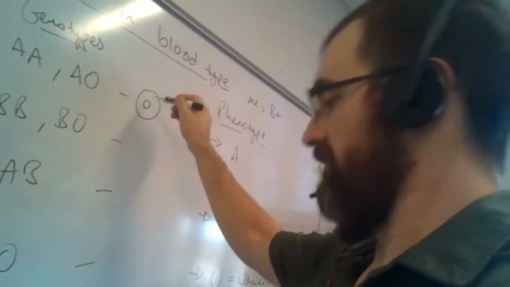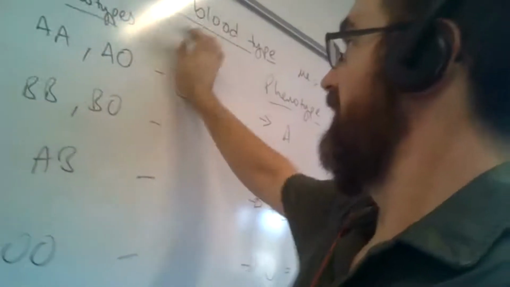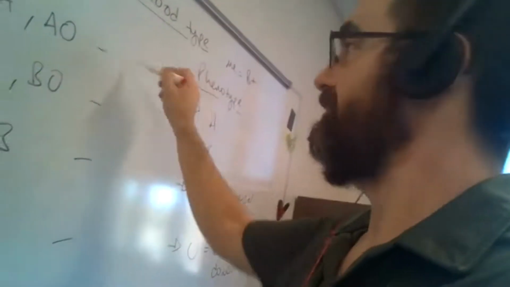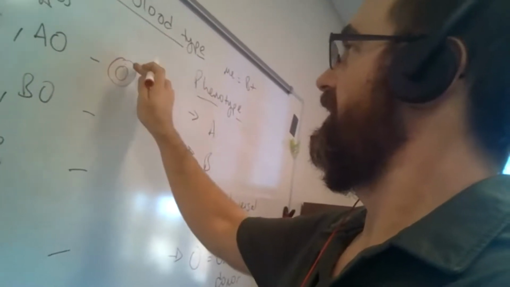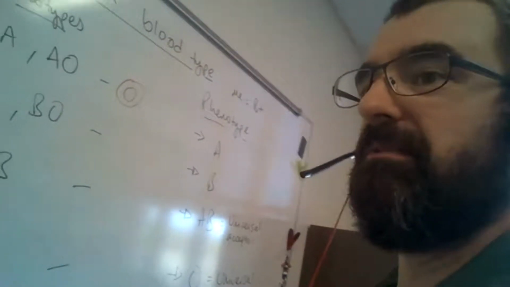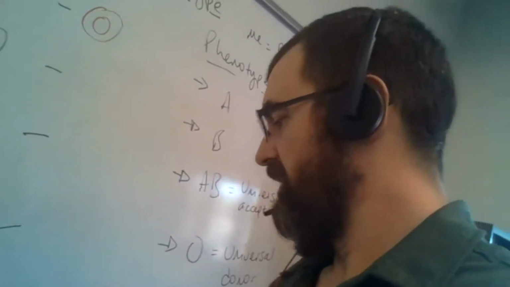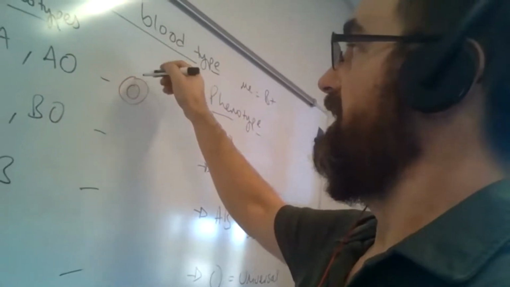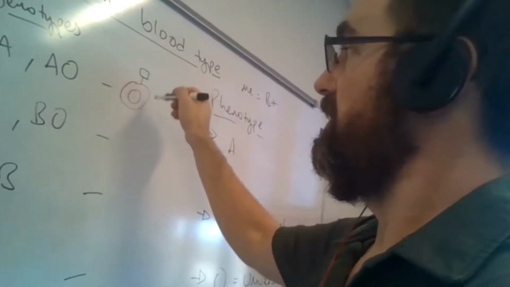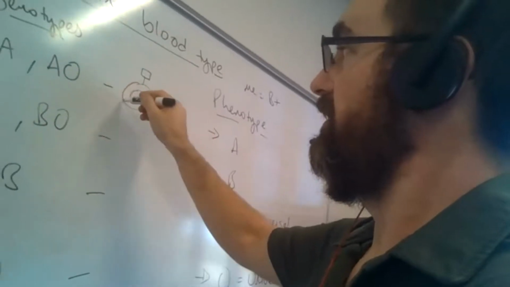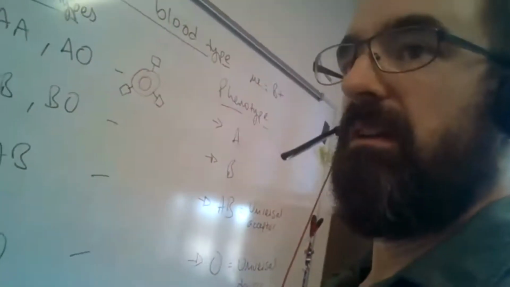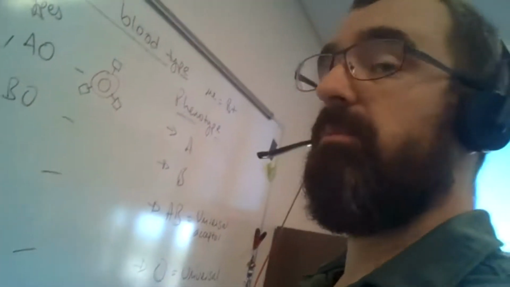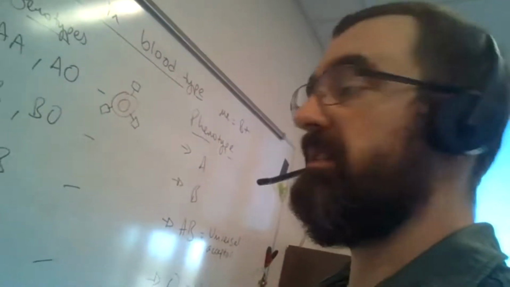I'm going to draw. Oh, you know what? I could use a red pen, because it's a red blood cell, right? That's supposed to be a red blood cell. It's not a donut or a large O. And so if you have the A allele, you produce the A antigen. I think it's a glycoprotein. I'm not 100% sure, but it's a protein on the surface of your red blood cells.